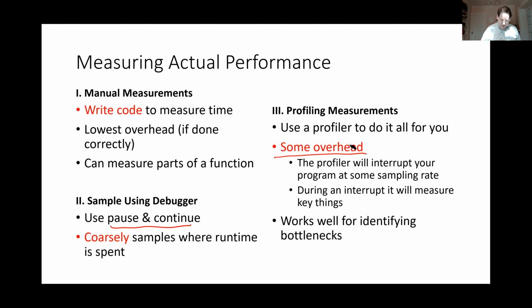It will change the runtime of your program somewhat, because interrupting your program 100 times a second and gathering this data is going to add some CPU time. So it is a little bit of a disturbance to the program when you turn on profiling, whereas this technique, sampling using the debugger, doesn't disturb your program at all, and writing code that times exactly what you want disturbs it very little.